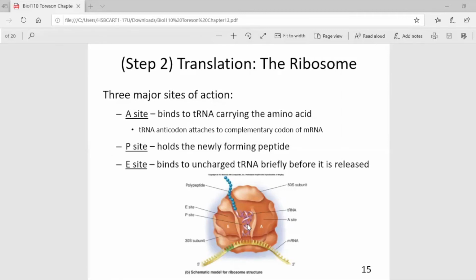So the P site is where the growing polypeptide strand is located. The A site is where the next amino acid will enter the ribosome, and it will enter the ribosome by being carried by its tRNA. So the tRNA with the next amino acid will sit in this A site of the ribosome. And this E site on the left-hand side is where an empty tRNA will leave the ribosome.